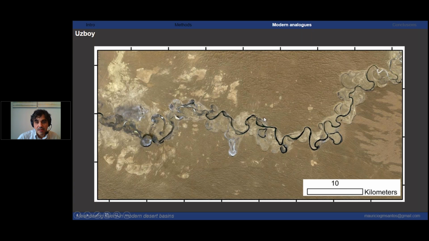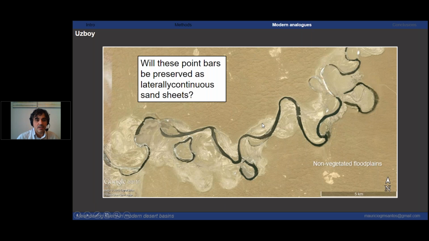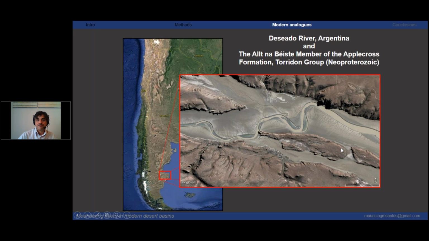We can see the lateral erosion of floodplains, non-vegetated floodplains. So will these point bars be preserved as laterally continuous sand sheets? How will they get preserved? We don't know. So we need to get our feet on the ground there to see how they are preserving. An example which we can relate to the rock record is the Deseado River in Argentina, which can be related to the Altnabis member of the Applecross Formation.